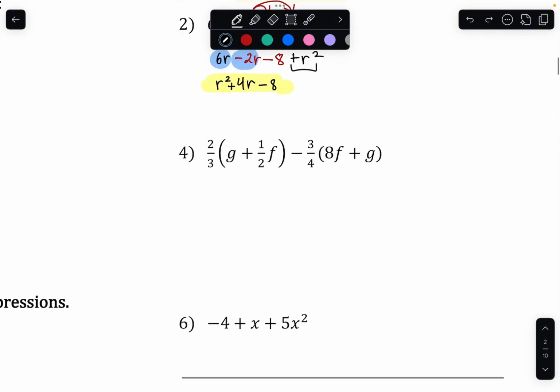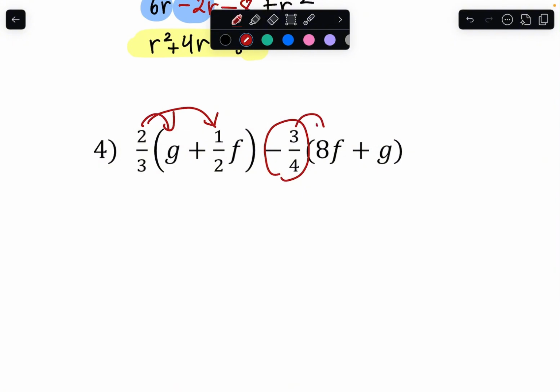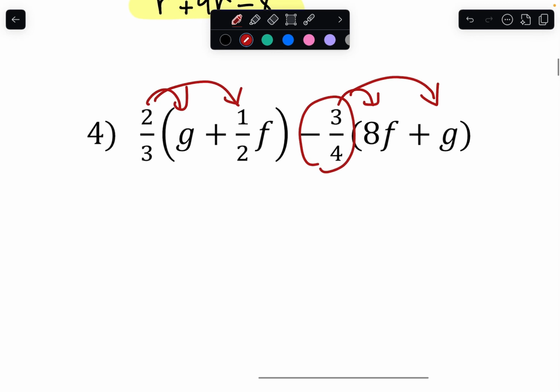All right, this last one's probably the hardest. We've got a lot of fractions to intimidate you. And so we're distributing a 2/3 to this first set of parentheses. And we are distributing a negative 3/4 to the second set of parentheses. Okay, and so we're going to do that first. So 2/3 times g is still just 2/3 g. And then 2 times the 1 is 2. 3 times the 2 is 6.